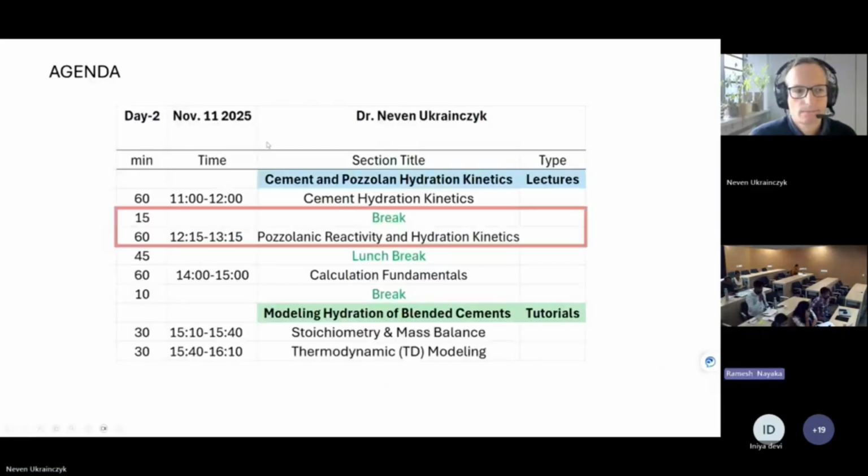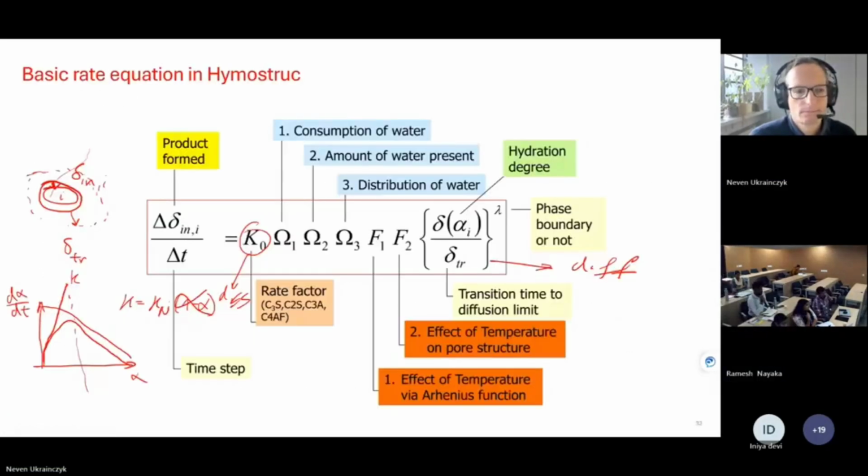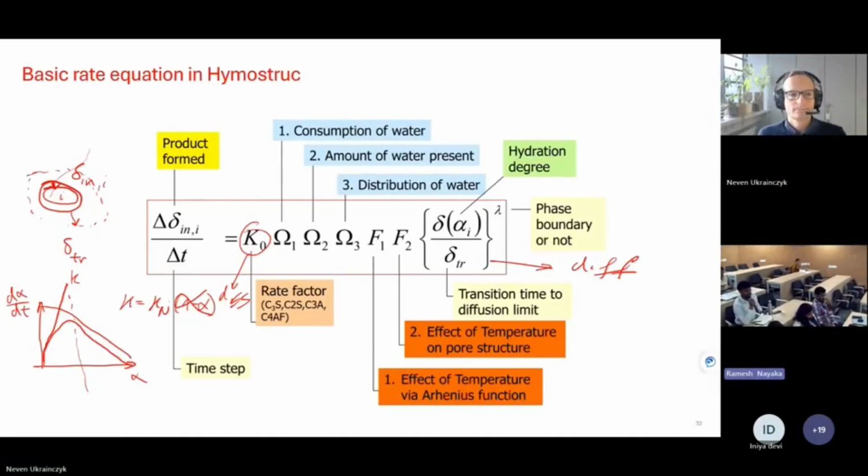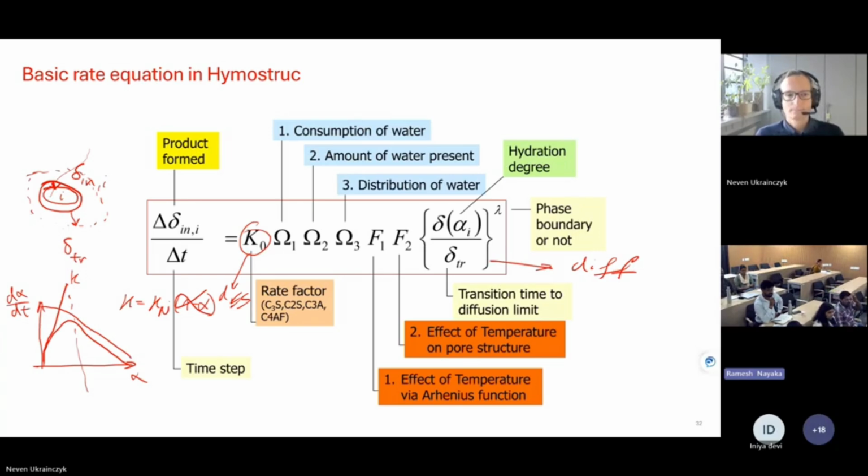Professor, as civil engineers, we have not come across these kinds of equations, but is there any textbook that we can have a look at so that we can understand it better?